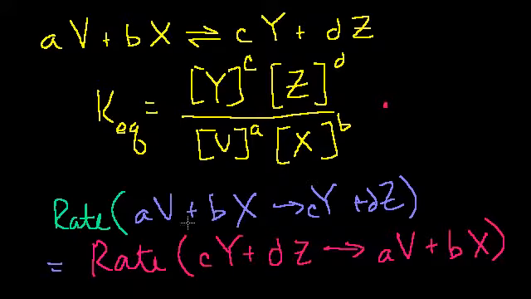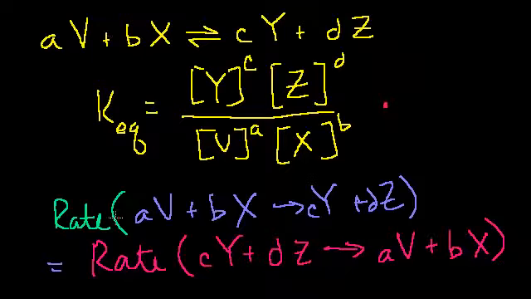Right? It doesn't mean necessarily that the concentrations are the same, because we could have one where we end up heavily favoring the forward reaction, where we end up with much higher concentrations of Y and Z, or we might heavily favor the backwards reactions where we have more V and X. But when we're in equilibrium, we're saying that our concentrations have reached a stability point, which implies that the rate of going in this direction is equal to the rate of going in that direction.